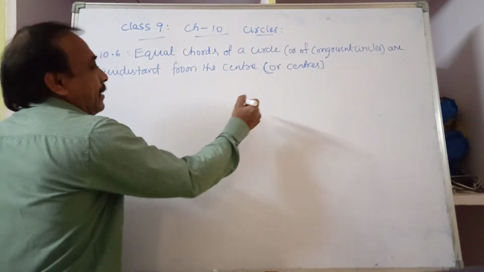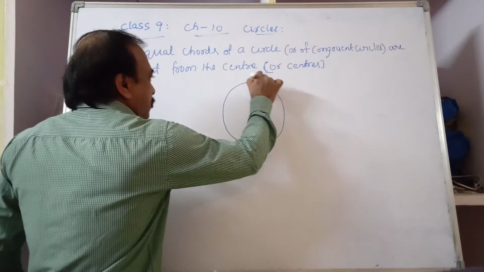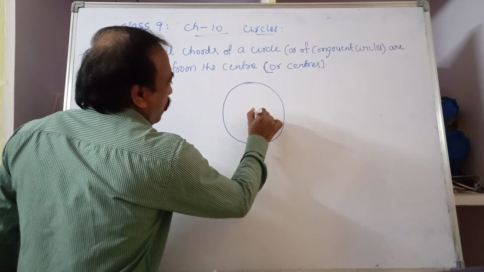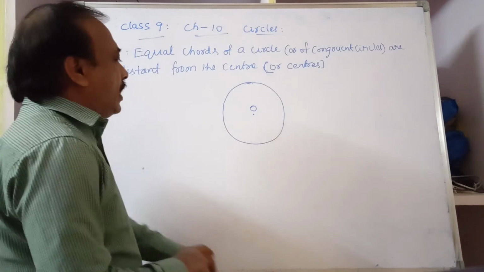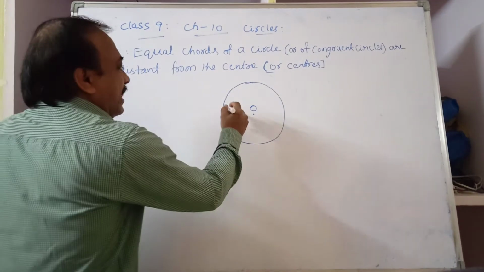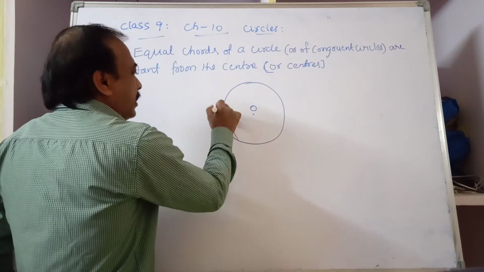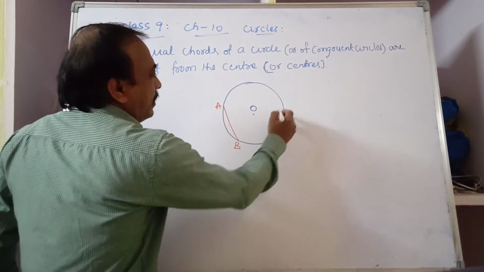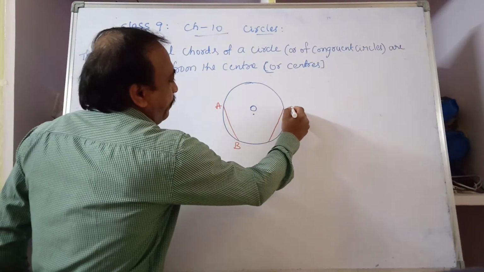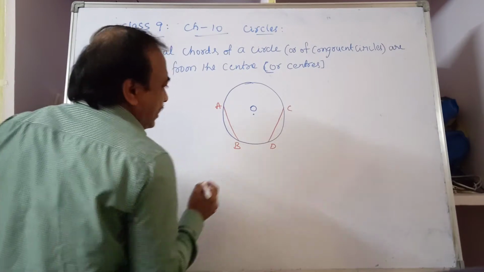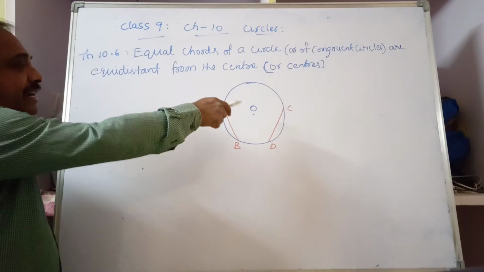So there is a circle with center O, we call it center O. So equal chords are there. Let the chords be, one is AB, a chord, and another one is CD. Now these two chords are equal. AB and CD are equal.